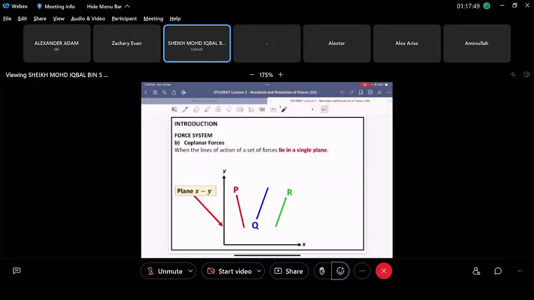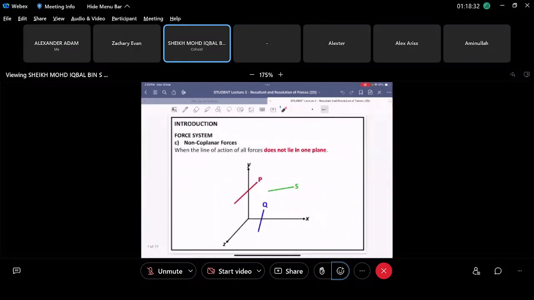It means that it's easier for us to determine the location of these forces. Like for P here, we know the X value and we know the Y value. Same thing for Q, we know the value here and we know the value here, right? It's easier for us to know the location of these forces because they all exist in the X and Y plane. And because they exist in the X and Y plane, we call it coplanar forces. It means they all lie in a single plane, right? The keyword here is coplanar.